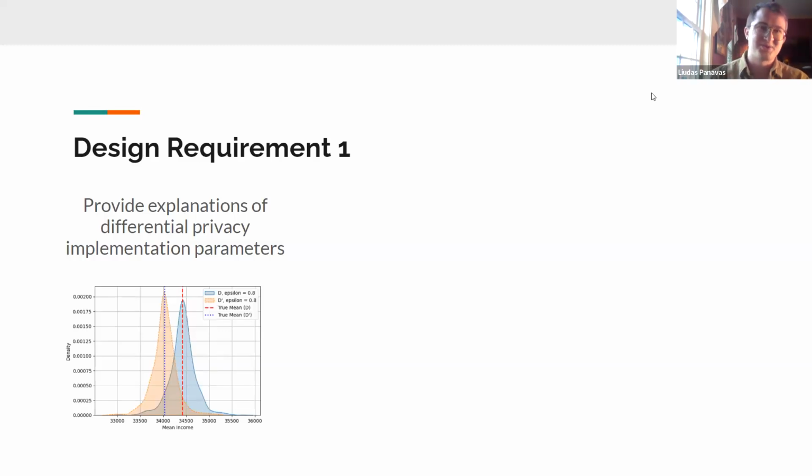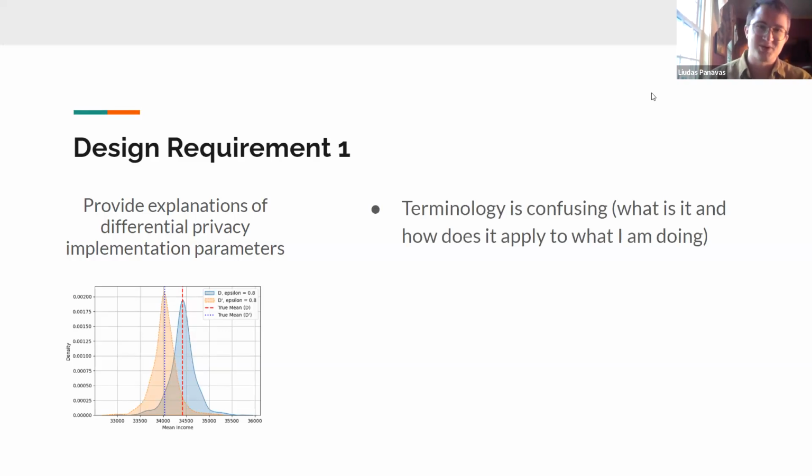All right, and then I have 3 design requirements, as I said. The first was you need to provide explanations of differential privacy implementation parameters. Here was a visual I made of 2 Laplace distributions as I was trying to think of a better way to elaborate on this common visualization. And some of the quotes that interviewees said, paraphrasing, were that they found the terminology confusing. They maybe knew the definition, but not how it applies to what they're doing. A couple people said that there were so many terms that it was hard to keep track of everything, and they wanted a glossary of terms.